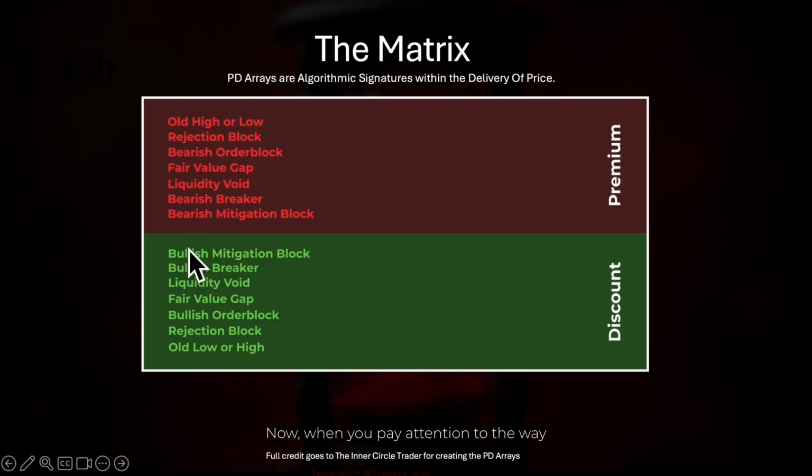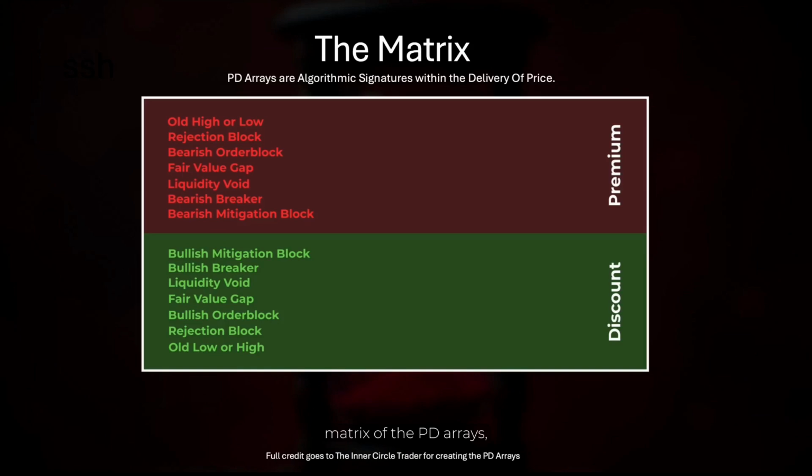Now, when you pay attention to the way that I'm describing this matrix of the PD arrays, what you can understand is that I'm explaining a specific sequence to you. Meaning, whenever a buy or sell program is in, what you will see take place is that these PD arrays will form within that sequence. Meaning, first the rejection block will form, then the order block, then the fair value gap, then the breaker or mitigation block. When you start investigating this by itself, you're already going to look at PD arrays from a completely different perspective, because all of a sudden you begin to look at them from a sequence perspective.